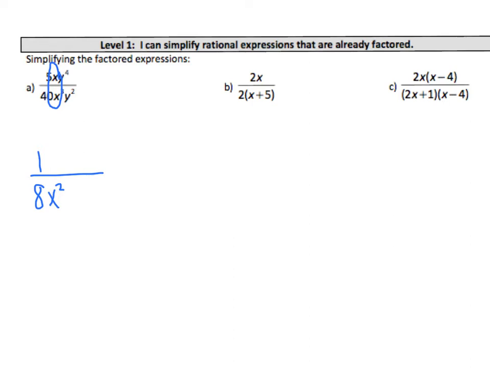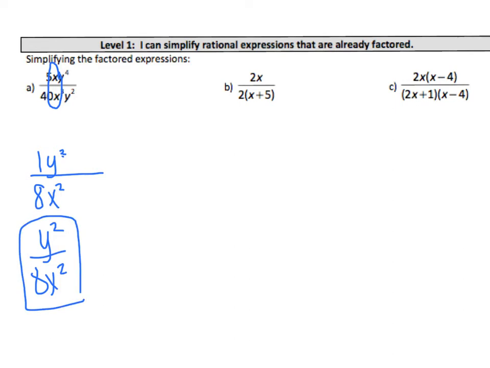And then the y's, I have y to the fourth and y to the second. So if I subtract 4 minus 2, I'm going to get 2. And I'm going to leave that in the numerator because, whoops, that should be y to the second. Because that's where the larger exponent was in the very beginning of the problem. So I could leave it like this, or I could write y to the second over 8x to the second.